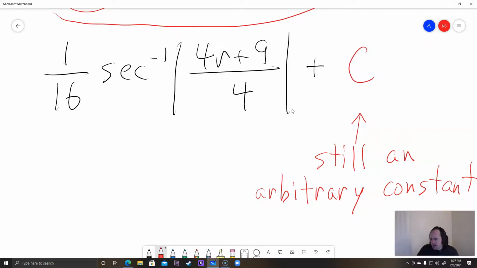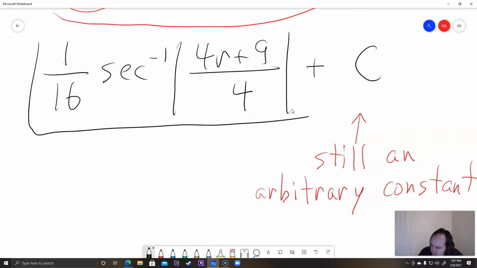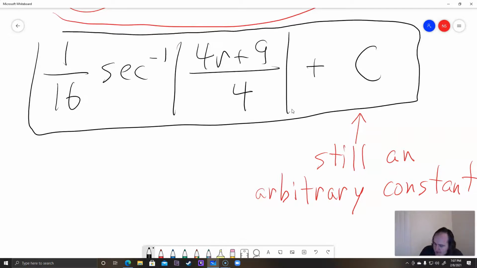So it's one of the few times in math where numbers just disappear because 1/4 c is still a constant, so that's still the same as c. Okay, and that's going to be our final answer.